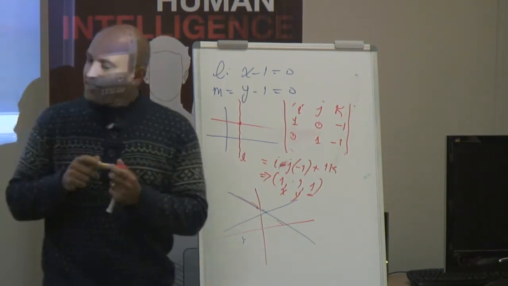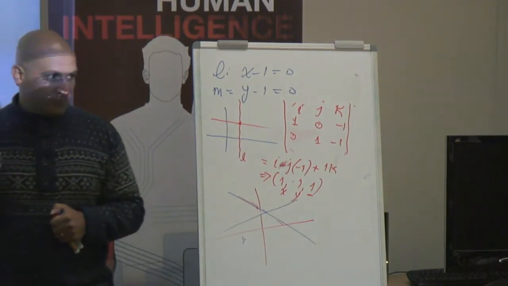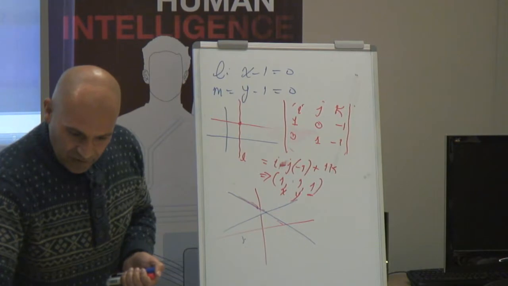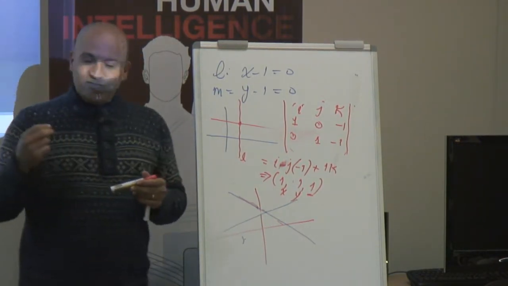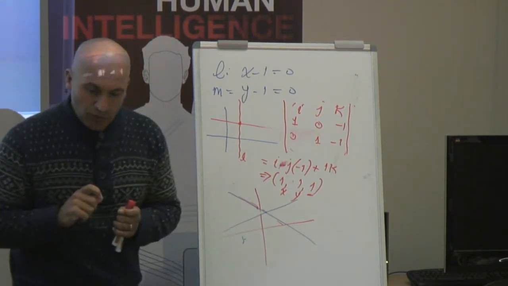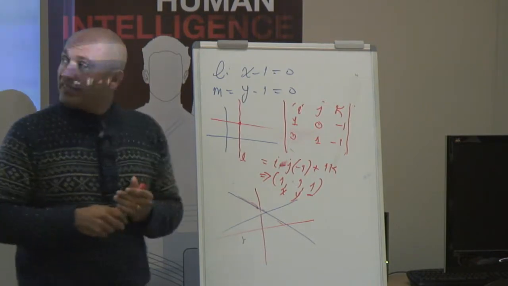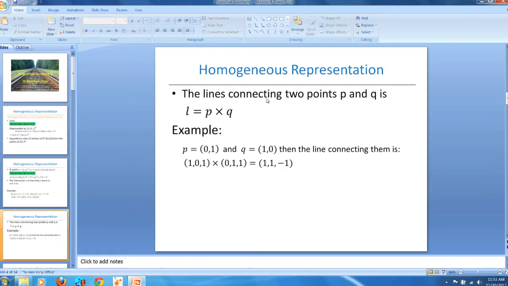That's a simple case, and this is what we will get: 1, 1, and 1. Now, if we have a line connecting 2 points P and Q, the line passing through these points is P cross product Q, which is again very simple.